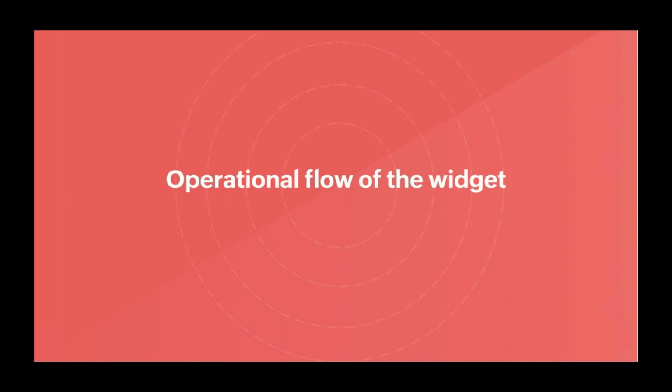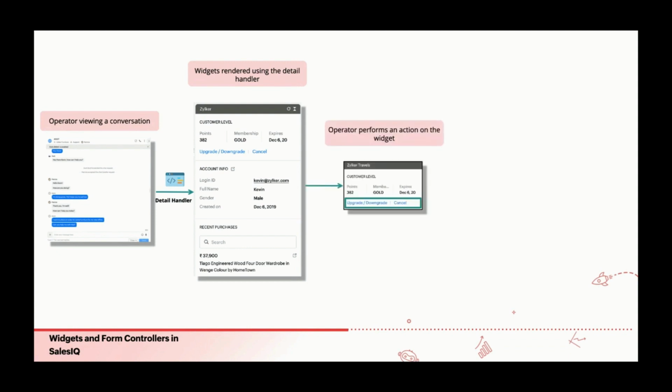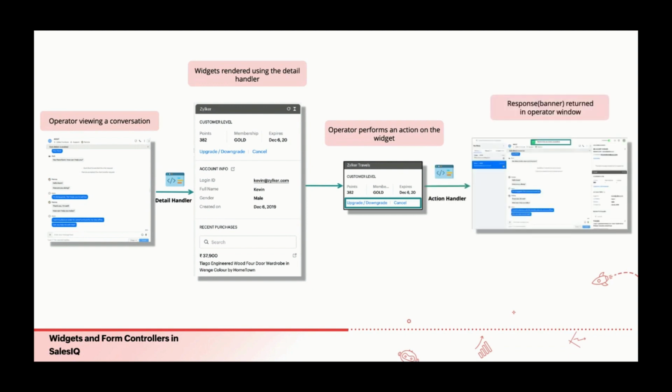Now that we know what contextual information is passed to the widget implementation and what responses are returned, let's look at the operational flow of the widget. First, we have an operator picking up a chat from a website visitor and beginning a conversation. Once the conversation begins, the detail handler is executed, and the details of the widget are rendered with all of the sections. When the widget is rendered, the operator clicks on a button, say the upgrade downgrade button, and what happens is that the action handler is executed. On successful completion of filling the membership upgradation form, a success banner is also returned in the operator chat window. So this is the overall flow of how a widget works.